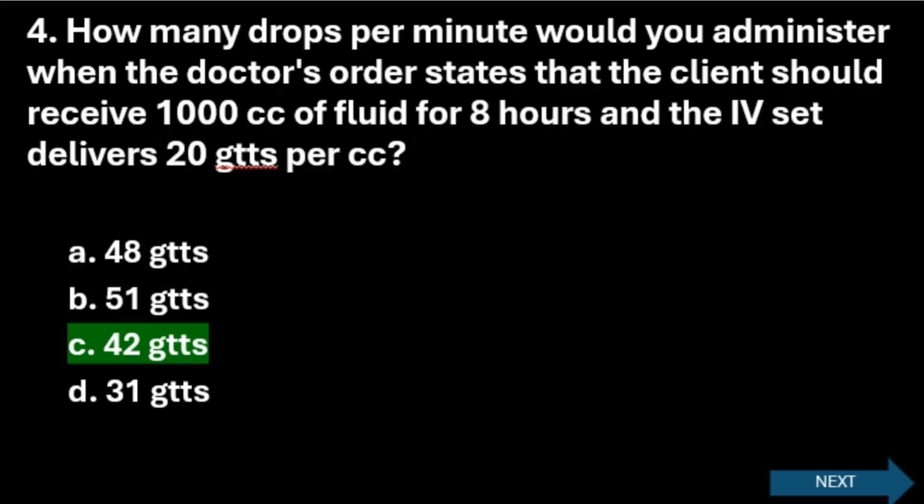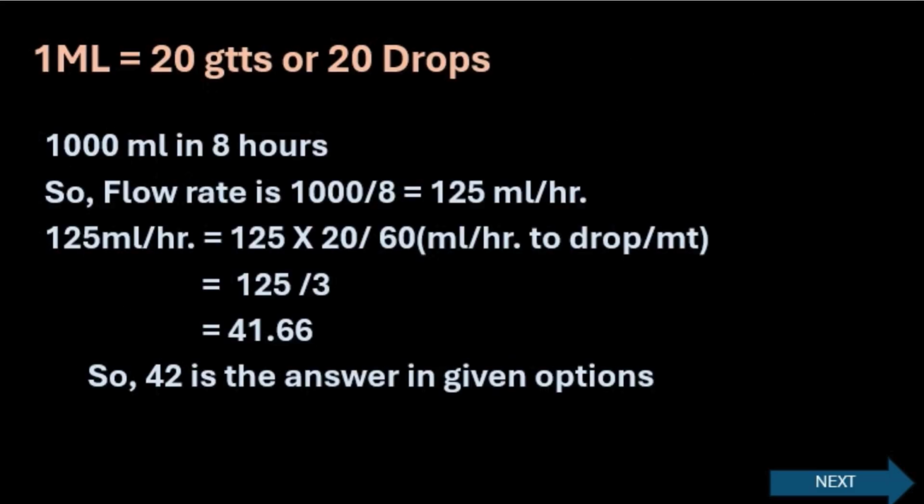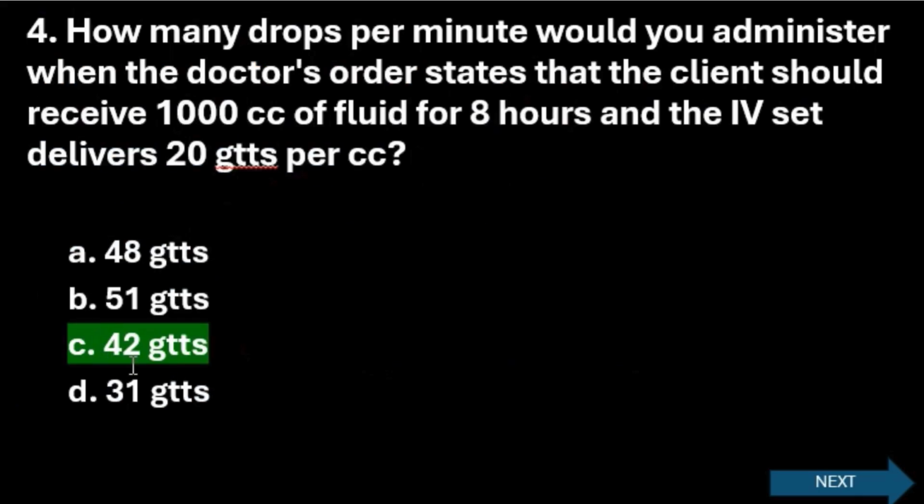Here we see the calculation. 1 ml is 20 gtt, so 20 drops. 1000 ml in 8 hours means the flow rate will be 1000 divided by 8, that is 125 ml per hour. 125 ml per hour we will convert into gtt or drops per minute. So here 125 into 20 is the drop factor. Here 60 is for hour to minute, so ml per hour to drops per minute. So here 125 by 3, that is 41.66, which is approximately 42. That is the answer in the given options. So 42 is the answer.